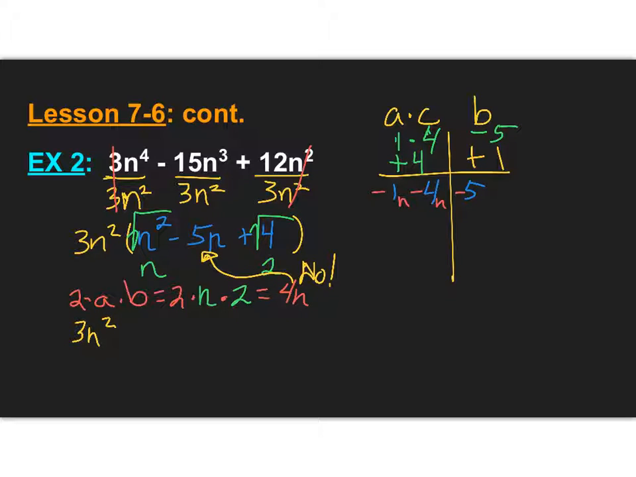And then I'm going to use brackets here, and I'm going to bring down that original n squared, but instead of this negative 5n here, I'm replacing it with these two. So I'm going to have a minus 1n and a minus 4n, and then bring down the other bookend of plus 4.